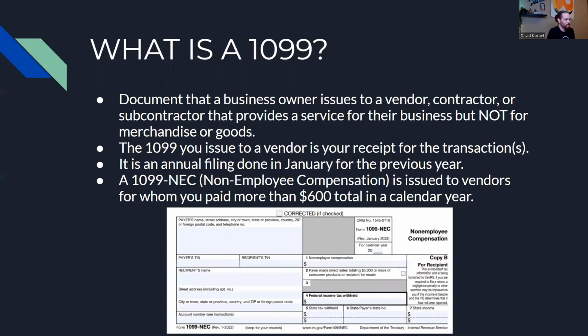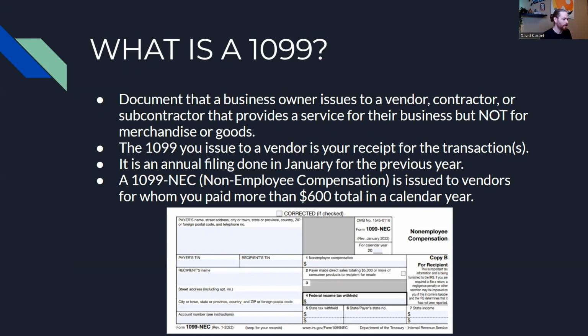So first, let's just talk about what a 1099 actually is. So this is the document. It's just one form that a business owner issues to each vendor, contractor, or subcontractor that provides them a service for their business, not merchandise or goods. So this is strictly only for services that are provided to you. So the 1099 you issue to the vendor is essentially the receipt for the transactions that happened during that year. And it's an annual filing, so it's only filed once a year.